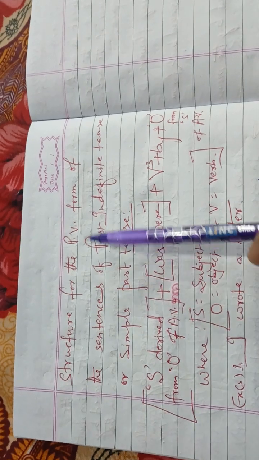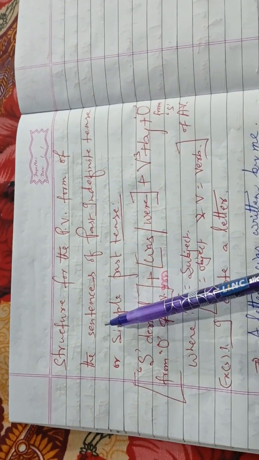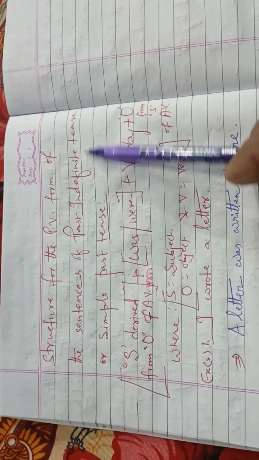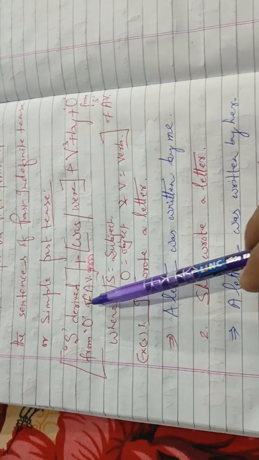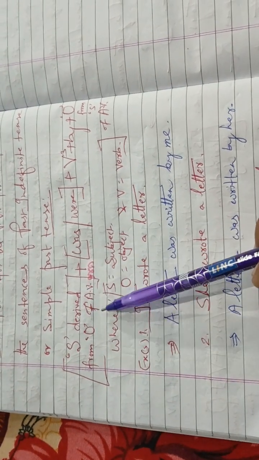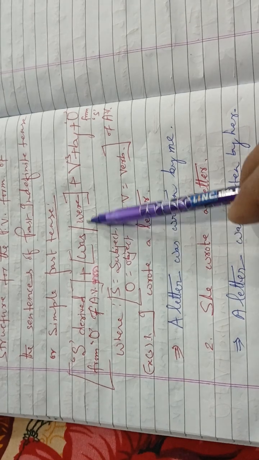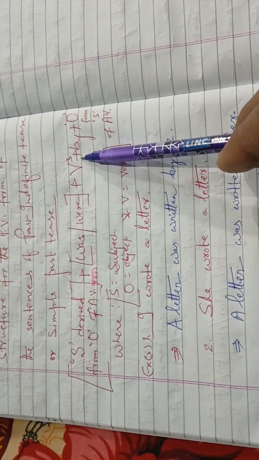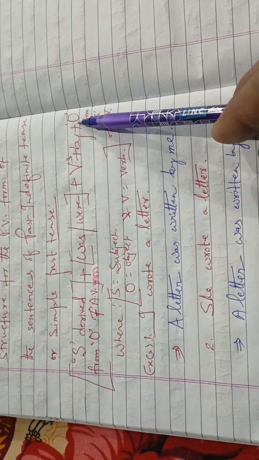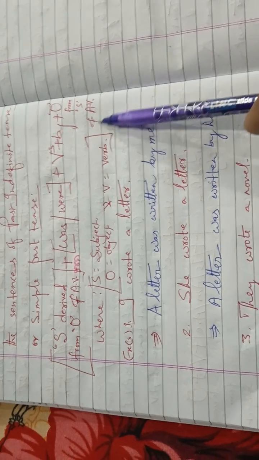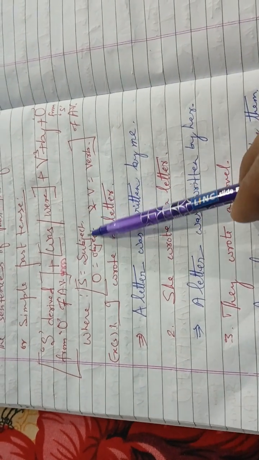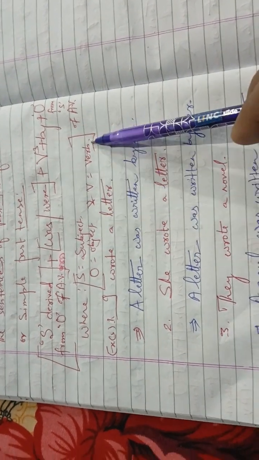The structure for the passive voice form of sentences of past indefinite tense or simple past tense: Subject derived from the object of active voice, then, as per requirement, you need to use was or were, then the third form of verb, then by, then object from the subject of active voice. Where S is equal to subject, O is equal to object, V is equal to verb.